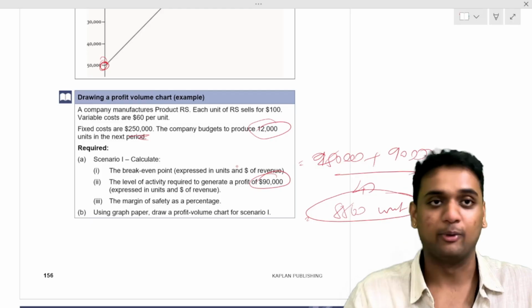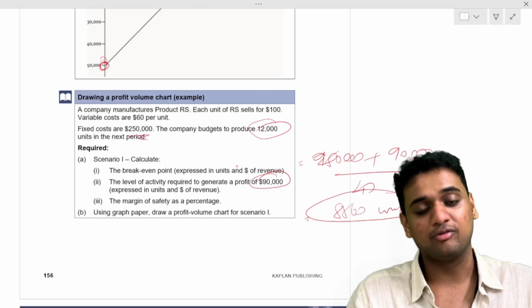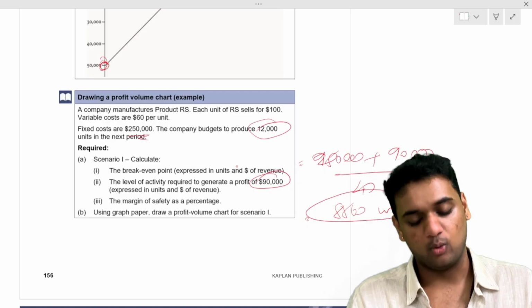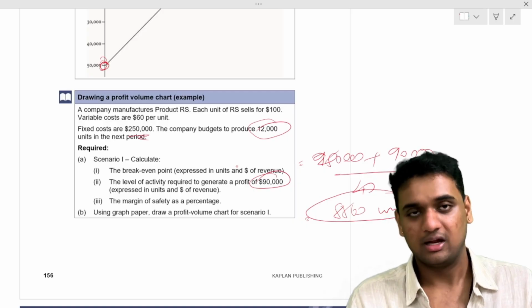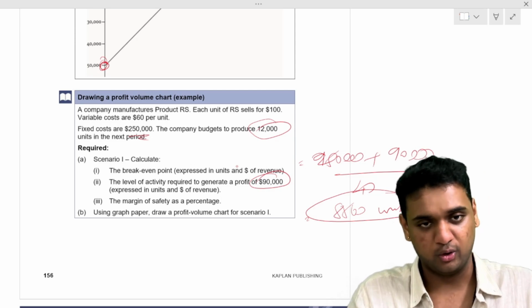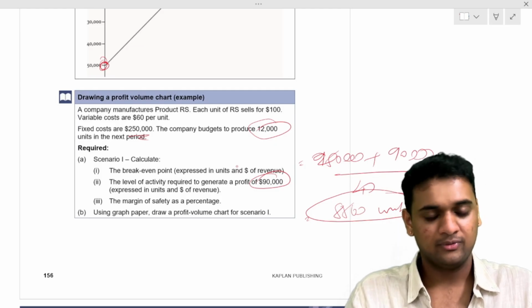Sorry, this is the required profit. Number of units to sell for the required profit. Now find the amount. If they ask for the amount, what will you do? Divide by the CS ratio or multiply by the selling price per unit. Whatever you do, you get the same answer. What are you getting? 8,50,000 will be your answer.